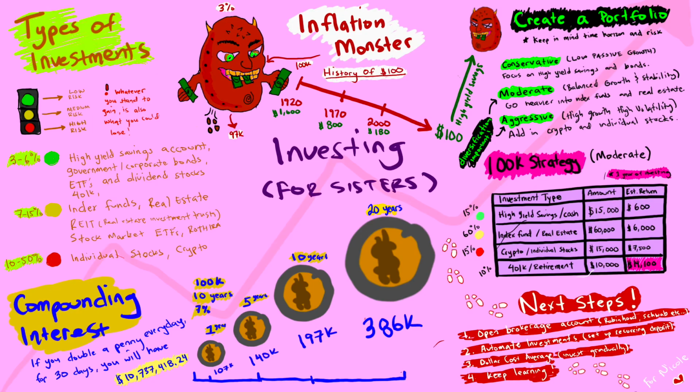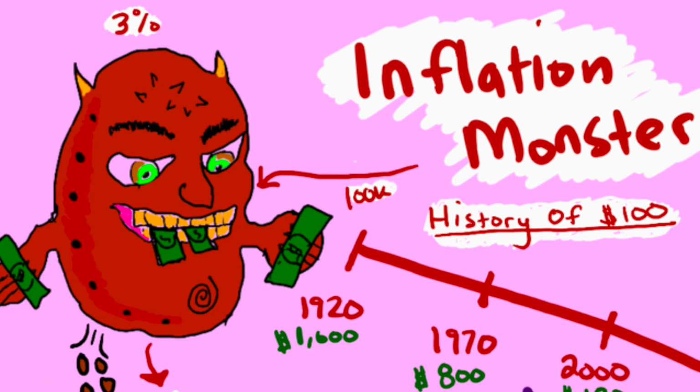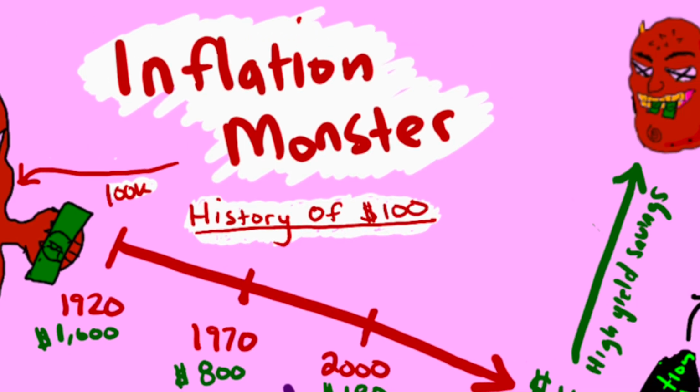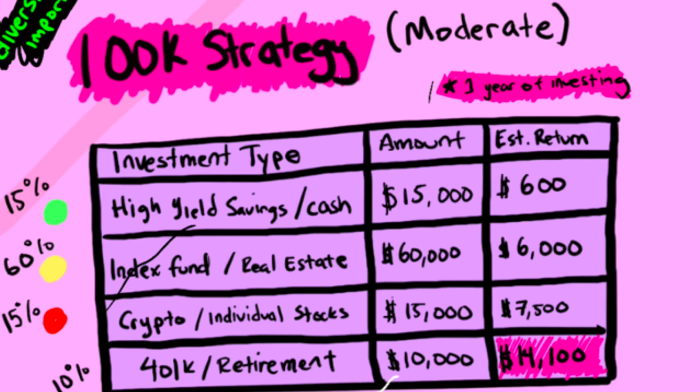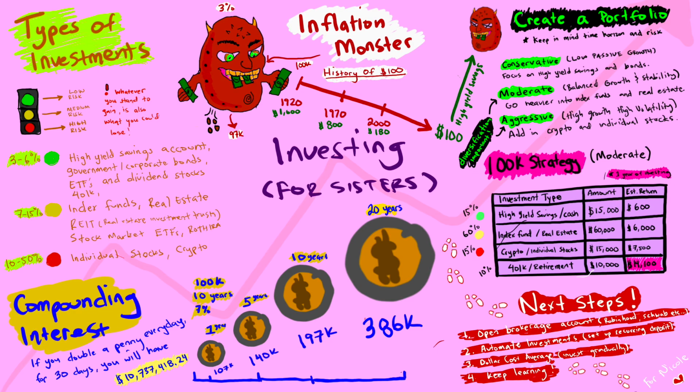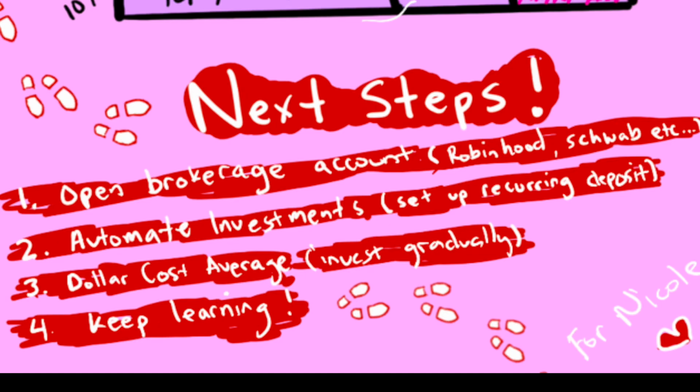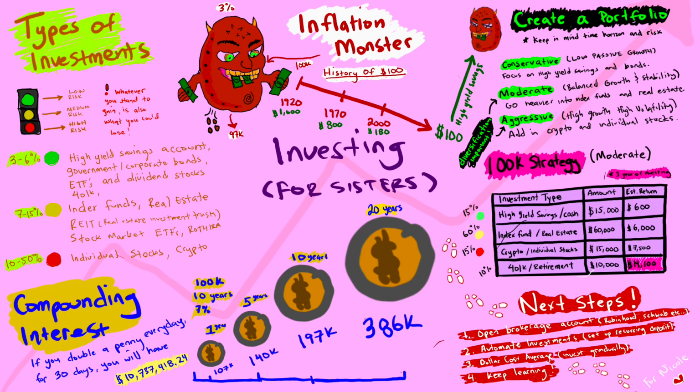We're going to learn about the types of investments available to us. We're going to learn about core concepts like compounding interest. We're going to learn about the dastardly inflation monster. We're going to learn how to create our own portfolio. We're going to go through an example of what a portfolio might look like if you had a hypothetical $100,000 to invest. And finally, we're going to talk about some actionable steps you can take right now to start your investment journey. So without further ado, let's get going.